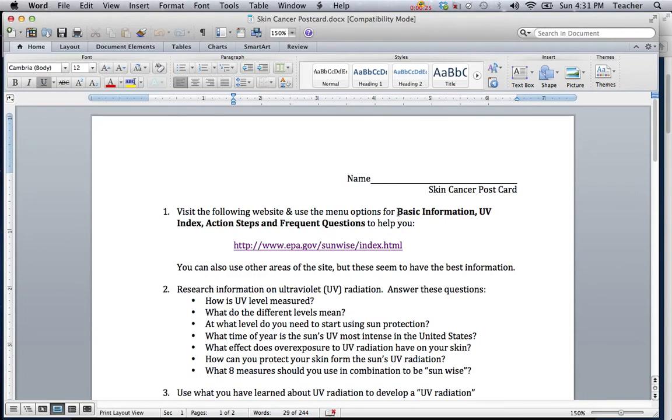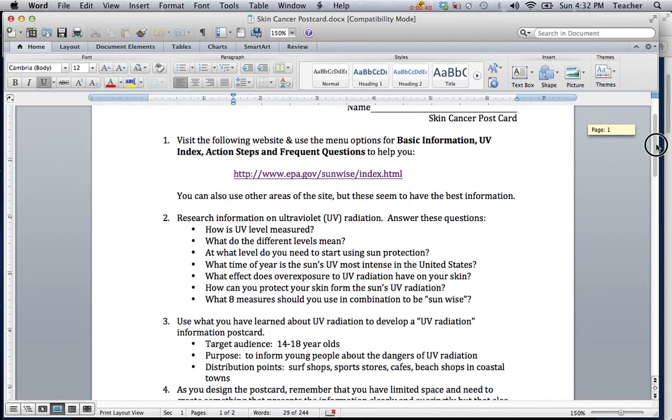Now, the menu options have actually changed since I printed this up, so I wanted to take some time to walk you a little bit through the website before you get started. The idea here is you want to do research on UV radiation and its effects and what can be done to help prevent different types of skin cancer.